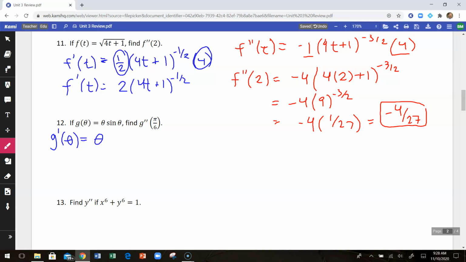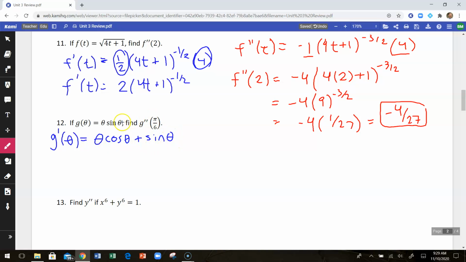So we're going to do the first times the derivative of the second, which would be cosine theta, plus the second, sine theta, times the derivative of the first. Well, since my independent variable is theta, the derivative of theta is 1. Think about that as being an x, right? So the derivative of that would be 1. So I could put times 1 here. I'm not going to do that. I'm just going to leave it as theta times cosine theta plus sine theta.